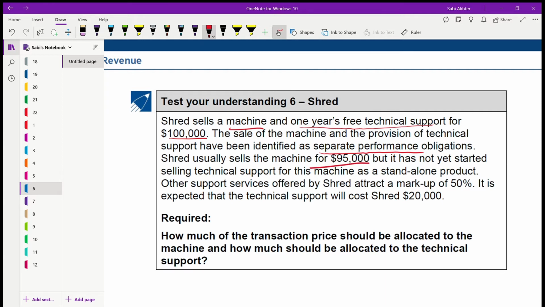Okay, but it has not yet started selling technical support for this machine as a standalone product. Other support services offered by Shred attract a markup of 50%. It is expected that technical support will cost Shred 20,000. So how much of the transaction price should be allocated to the machine and how much should be allocated to the technical support, right?